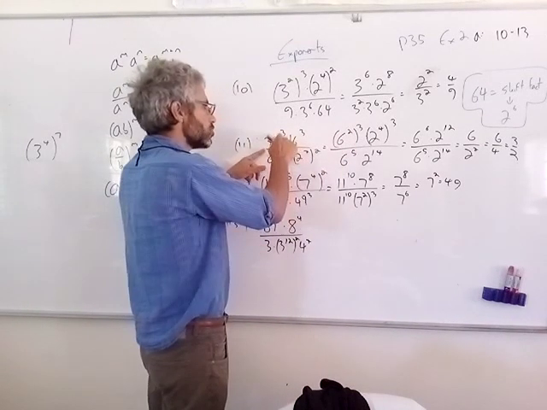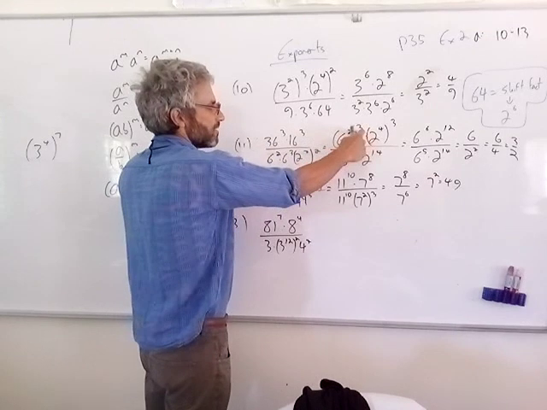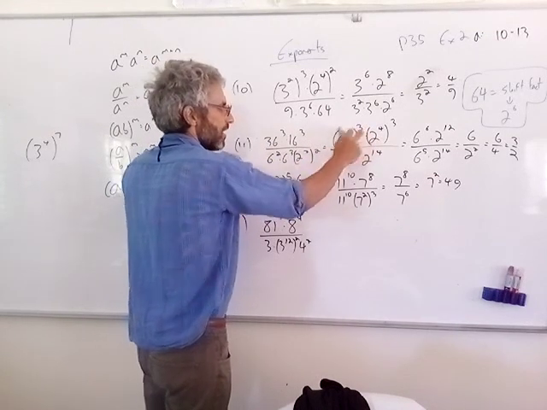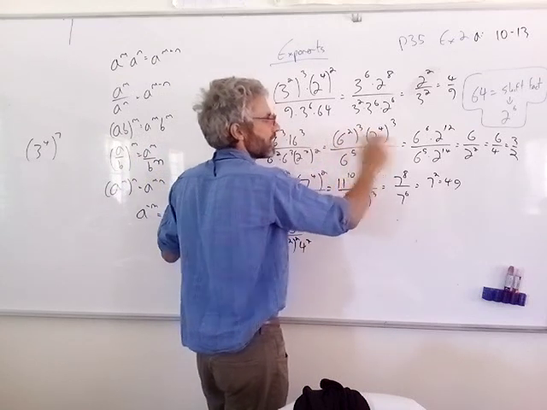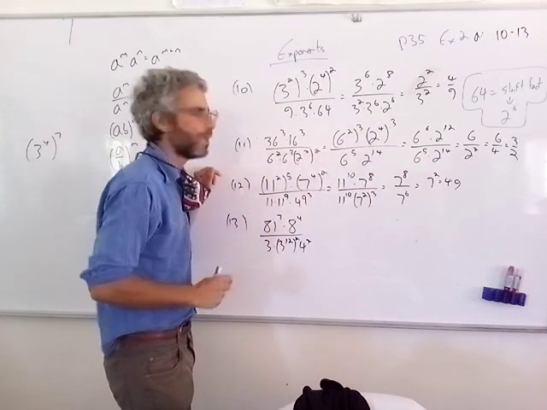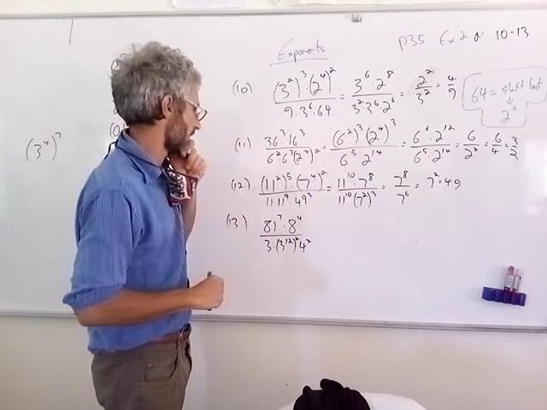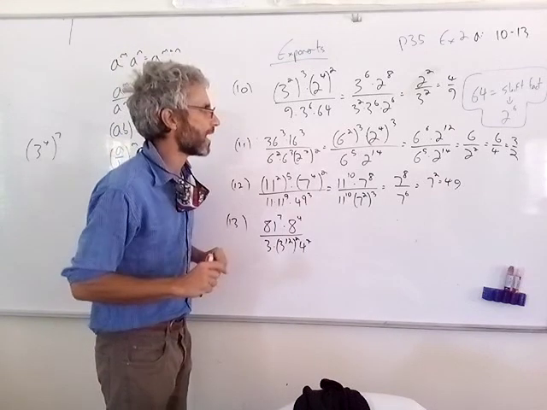People ask me, what do you do with that 3 there? Well, we'll keep them there. So 6 squared, power 3. And then we use the rule of the power of a power. 6 squared power 3 is 6 to the power 6. Now, there are some cases where it's harder, and I'm going to show you that one now.